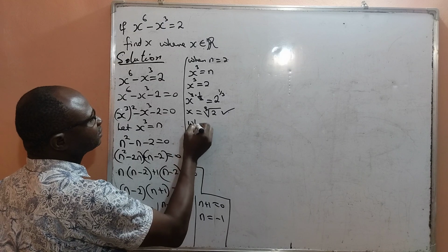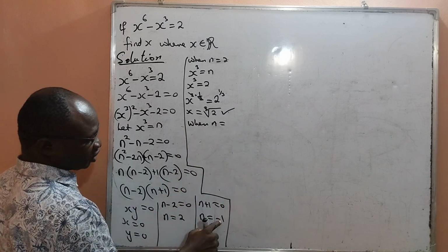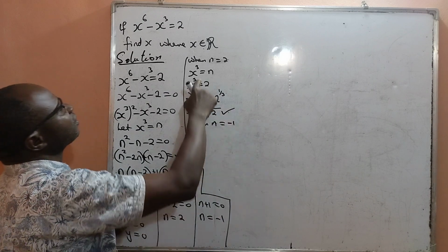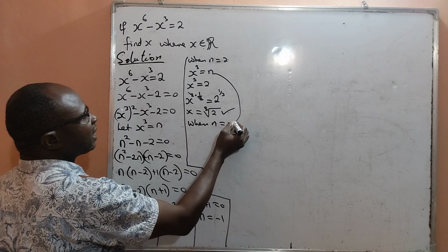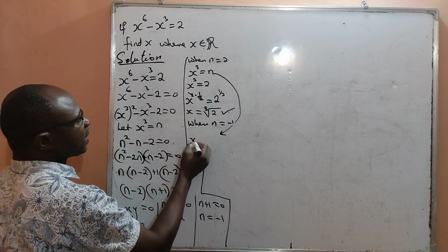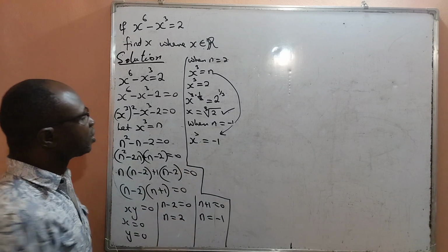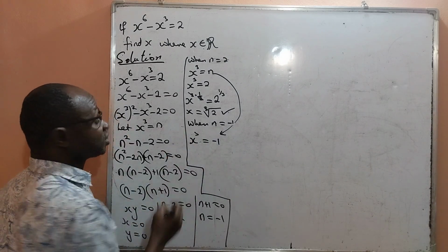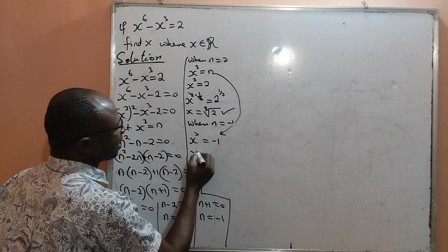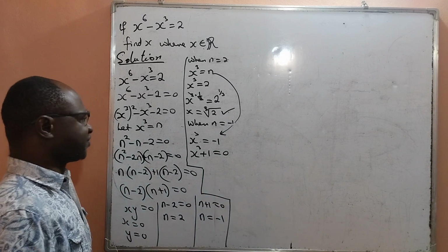Also, when n is equal to negative 1, from here I will get x raised to the power 3 is equal to negative 1. Okay, if I move this negative 1 to the left hand side, it will give me x raised to the power 3 plus 1 equal to 0.